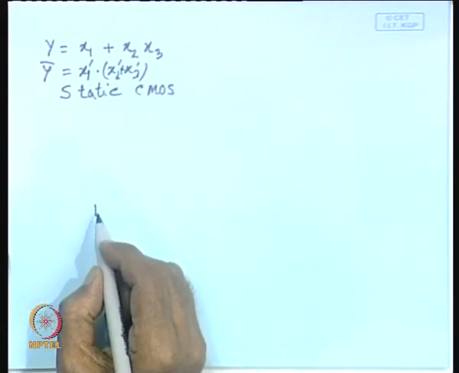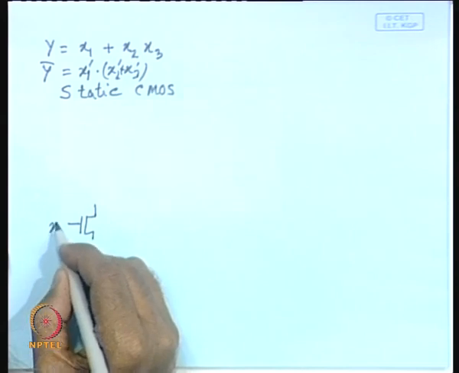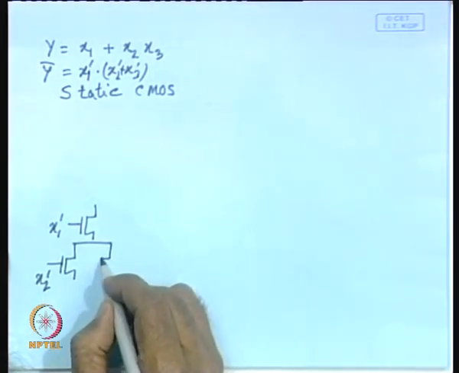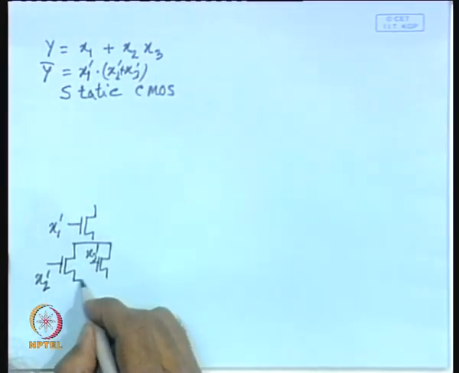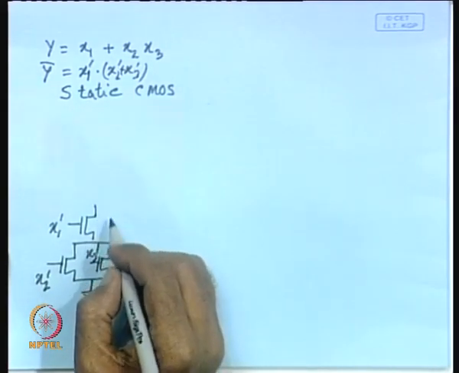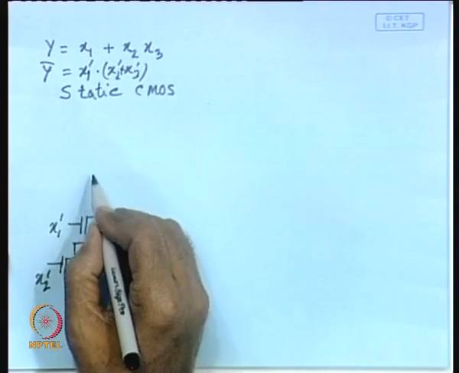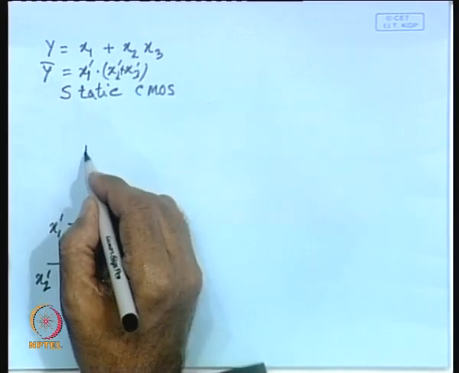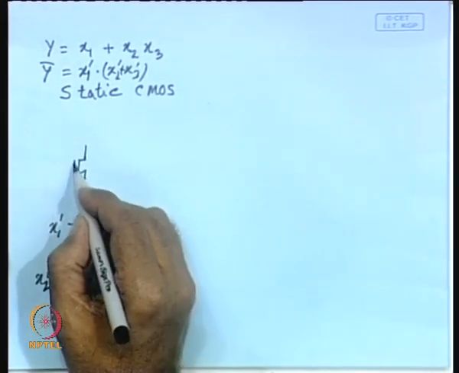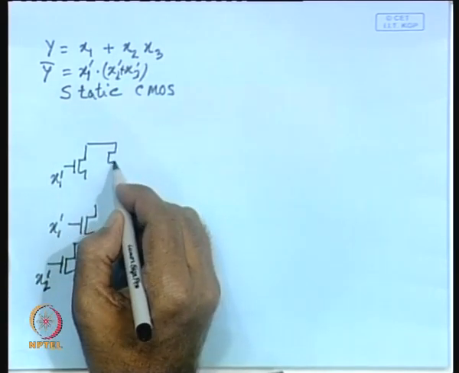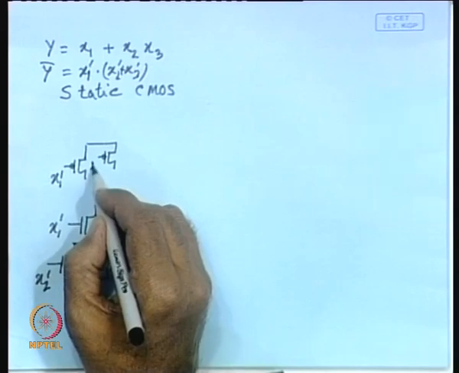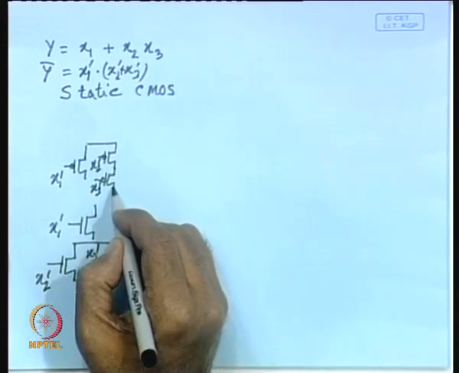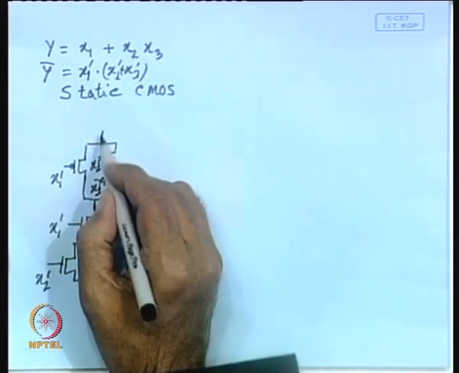So, you will have x1 dash, and then x2 dash, x3 dash, and these are connected to ground, and the PMOS network will be the dual of that. That means, where these are in parallel, they will be in series. So, x1 dash and x2 dash, x3 dash, and you will take the output from here.